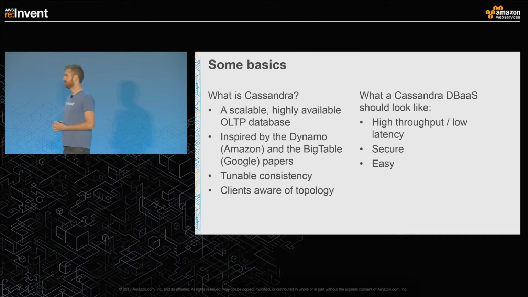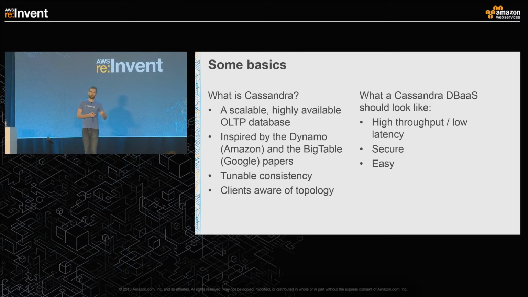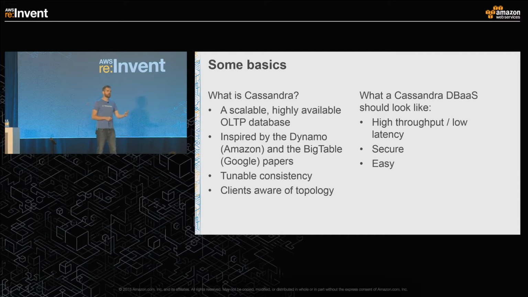So first of all, I'll just quickly cover some basics. What is Cassandra for those that haven't heard of it? It's a scalable, highly available transactional database, so it's something that you run your main application on, inspired by the Dynamo and Bigtable papers. So it takes the Dynamo masterless architecture and merges it with the Bigtable wide column storage format. It includes tunable consistency, so that means that you as a developer can make a choice between whether you want an operation that you're about to perform to be either highly consistent or highly available, depending on the number of replicas that are available.